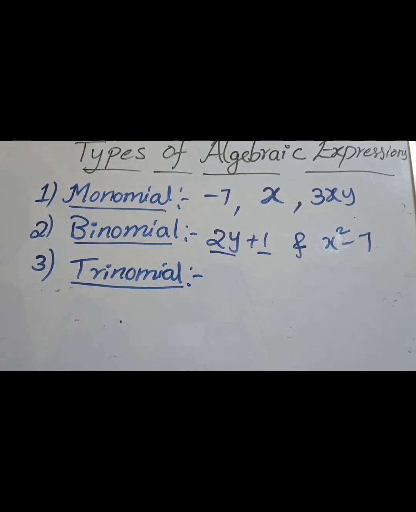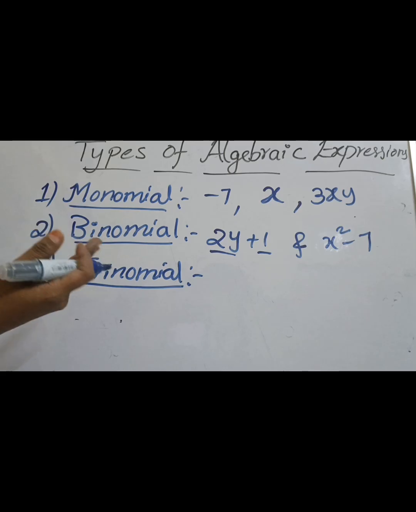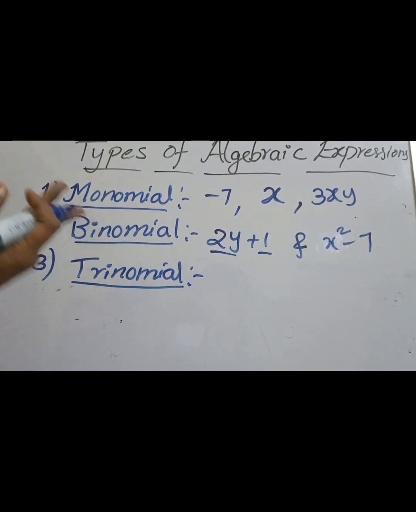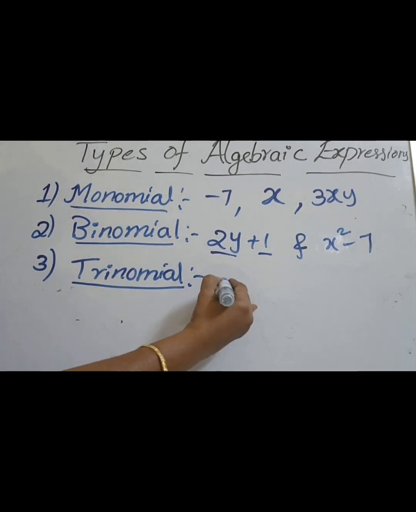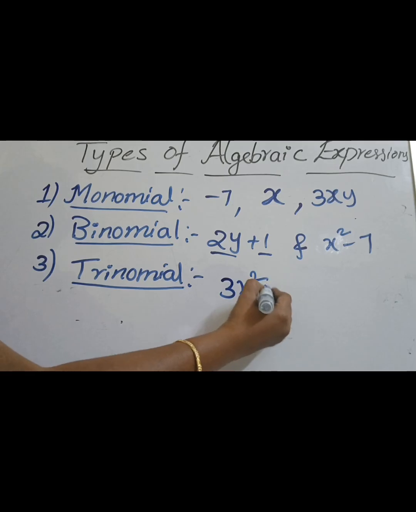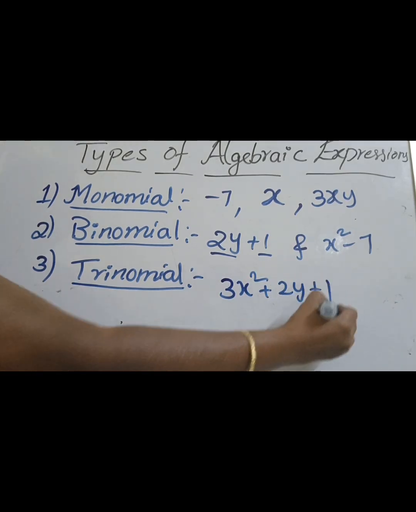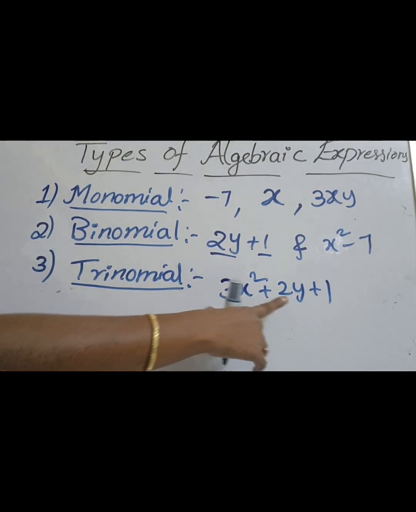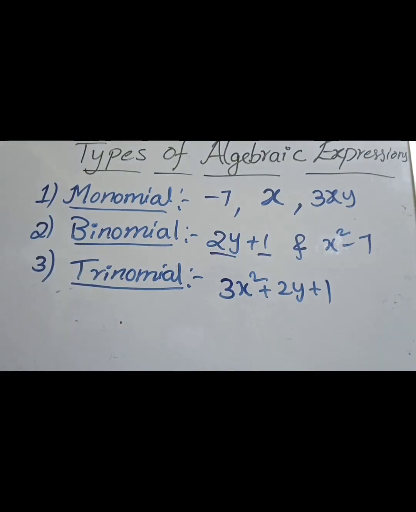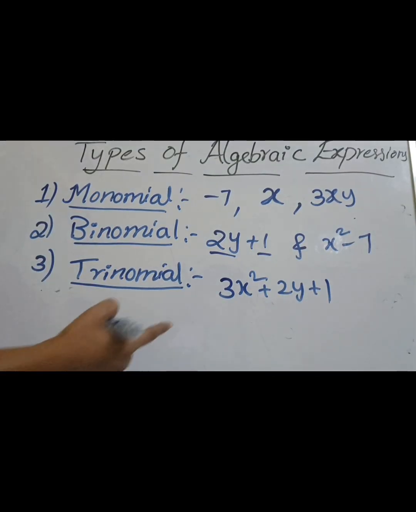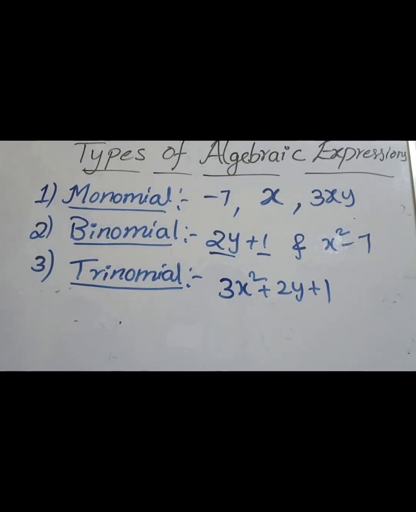Trinomial is nothing but tri. What is the meaning of tri? 3. It means if an expression has 3 terms, then I can say trinomial. Like 3x square plus 2y plus 1. This is one term, this is the second term, this is the third term. Right? So this is nothing but a trinomial.